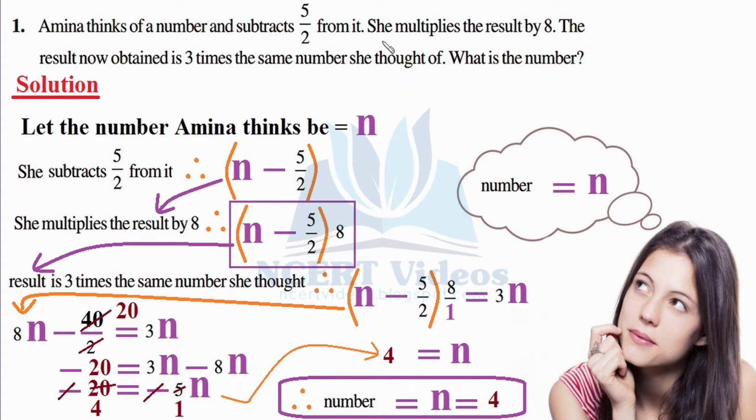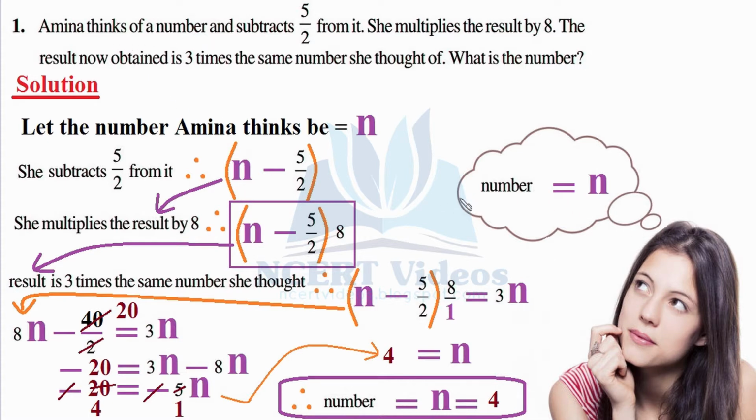What is the number? Initially, when we look at the problem, it seems to be a puzzle, and we find no way to move forward. But if we break the complete statement into parts, we will be able to solve it with fun. So let's first try to visualize the problem. We have Amina, a girl, so we have considered Amina as a girl. She is thinking of a number.